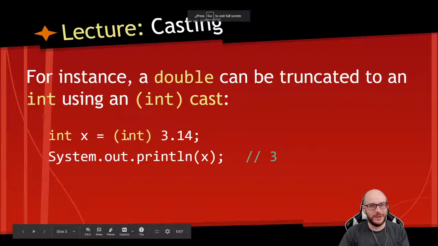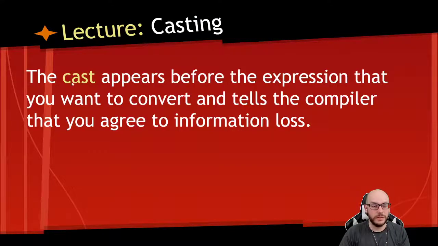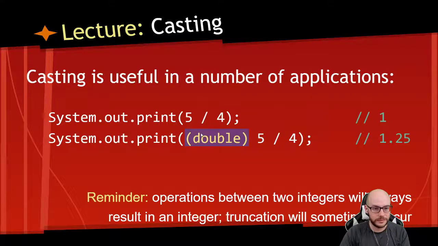This is going to feel not kind of useful, but I'm going to show you some techniques that are useful. When you do casting, the cast is going to appear before the expression that you want to convert, and it tells the compiler you agree to information loss. In that case, truncation was going to occur, and we're okay with that. Like the cast is saying, yeah, I know, let's make it happen.